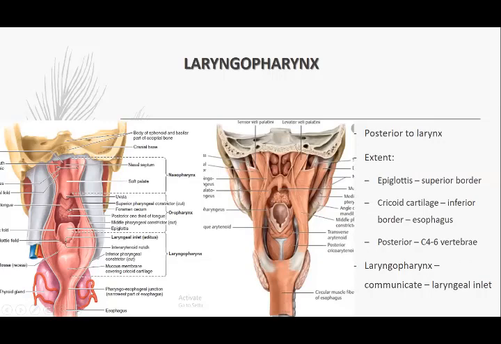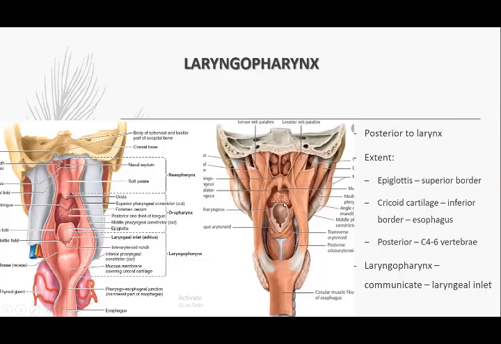Laryngopharynx. Okay, the lowermost, the inferior part of the pharynx. I told you, this is also called hypopharynx. This part lies posterior to the larynx. It extends from here. Before going to this, let me explain these cartilages to you. These are cartilages of the larynx.